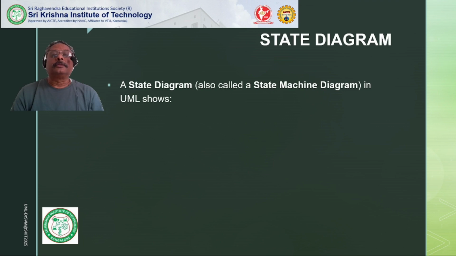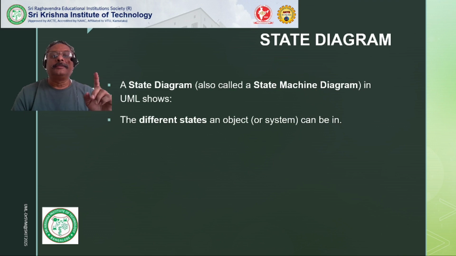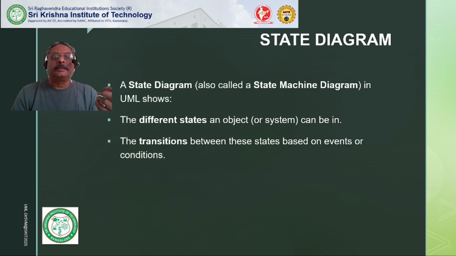A state diagram, also called a state machine diagram in the UML, shows the different states an object can be in. So now we are talking about a particular object. An object can behave differently at different times. This different behavior is called a state. So it can be in different states at different times. We want to differentiate the various behaviors of an object, show this on the timeline, and show the transitions between these states based on some events or conditions.